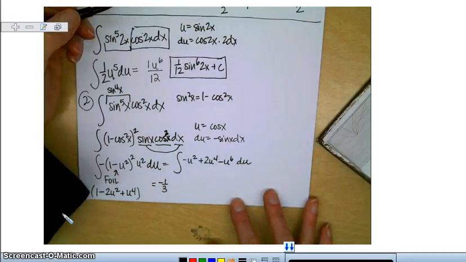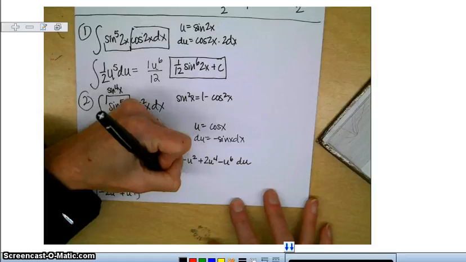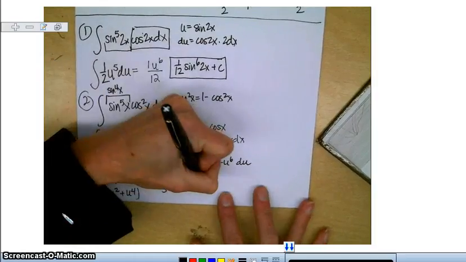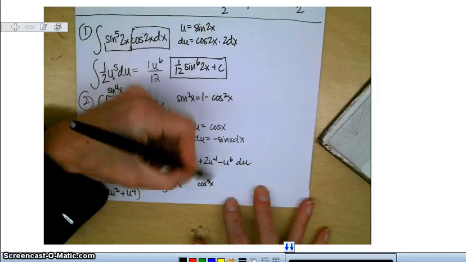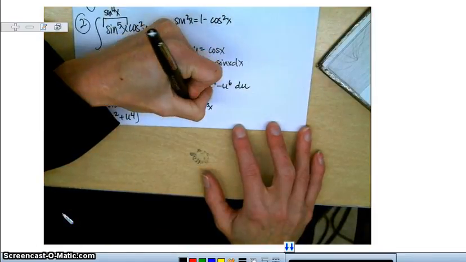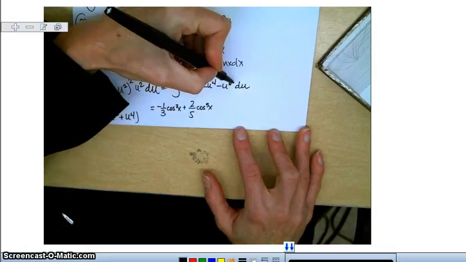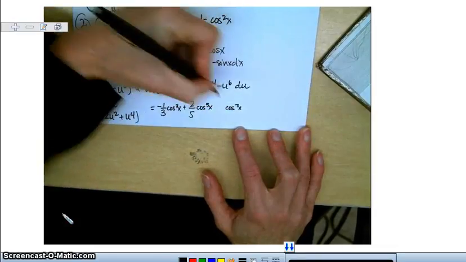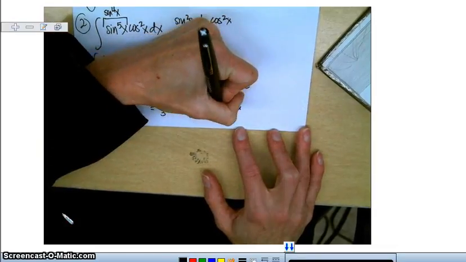Is that okay? Yeah. What's my u? Cosine. So this will be cosine cubed of x. Add 1 to this power, that'll be cosine to the 5th of x. Yep, and then we'll have a 2/5 in front. And then this one, if I add 1, it'll become cosine to the 7th of x. And divide, that'll be minus 1/7 plus c.